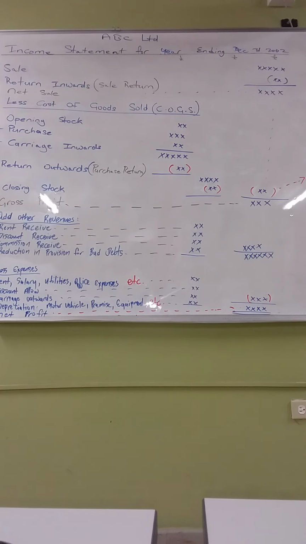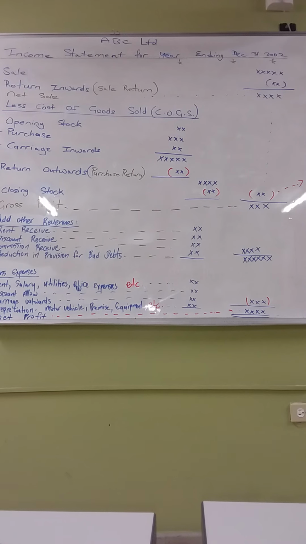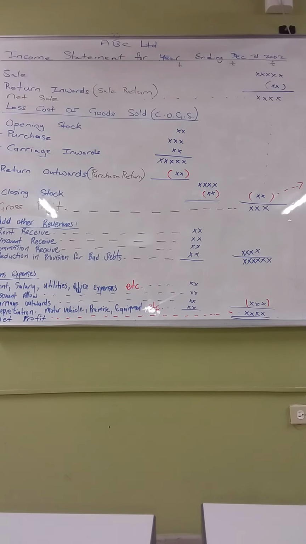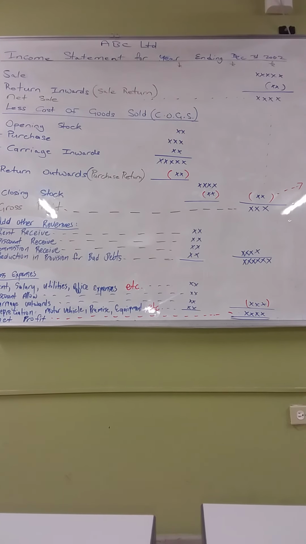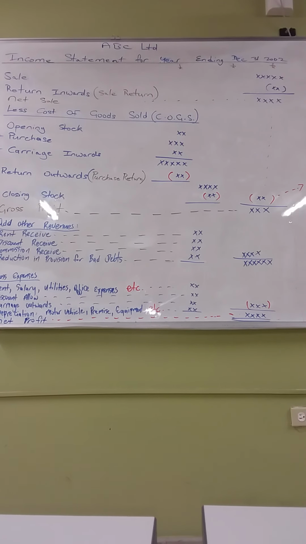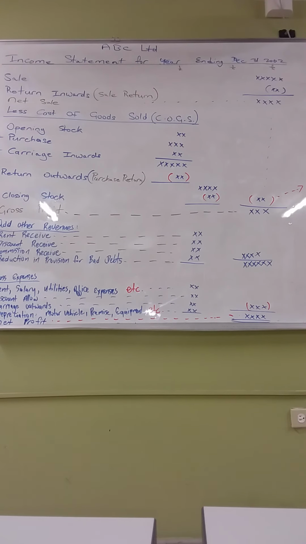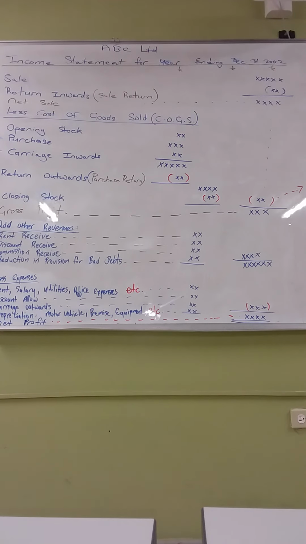Now that $5,000 is added to your gross profit, the figure that is above. If your gross profit was, say, 100,000, when you add that 5,000, which represents the other revenue, to the 100,000, you get 105,000.